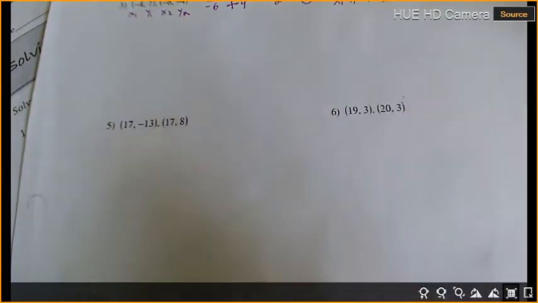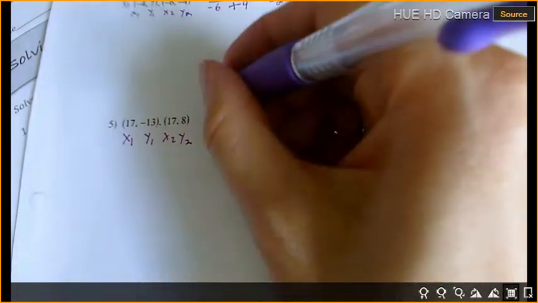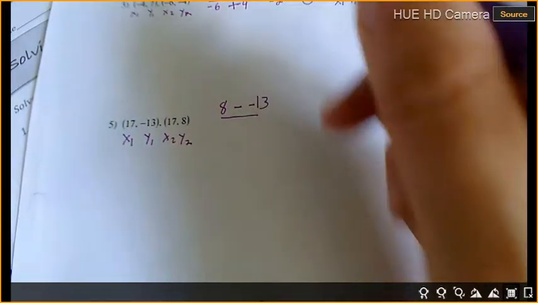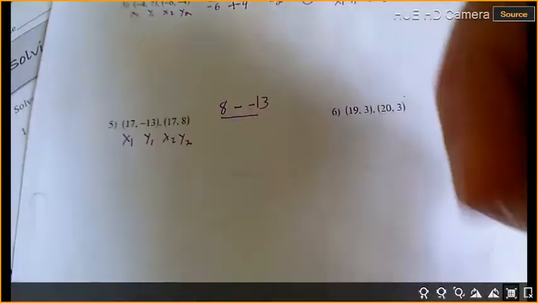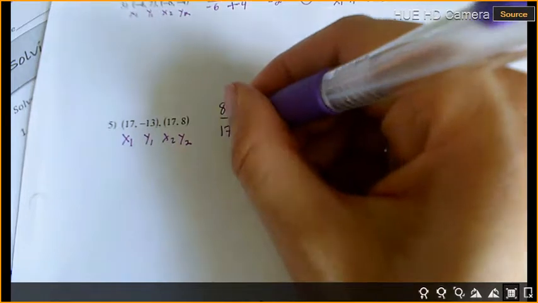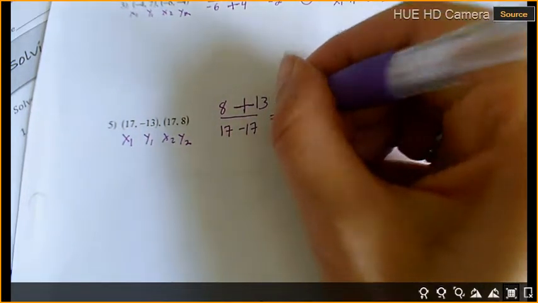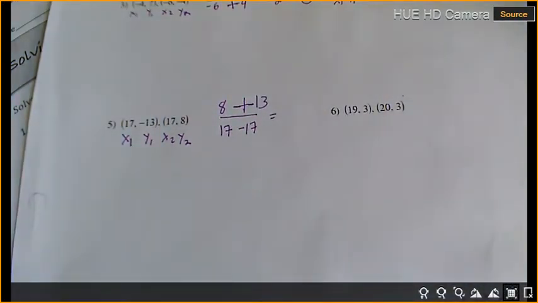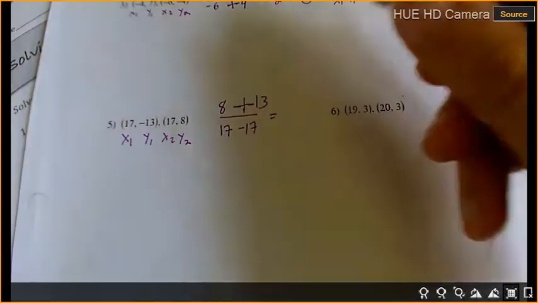Okay, let's try number 5 together, and then we'll do 6 individually and check our answers again like we just did. x1, y1, x2, y2. So y2 is 8 minus a negative 13. And do you see how there's 2 negatives there? What do I do? Positive. Make it a positive. Okay, and then we've got 17 minus 17. Okay, 8 plus 13 is 21.